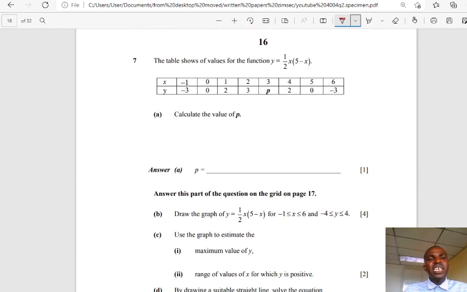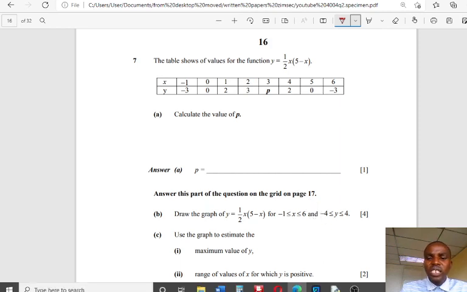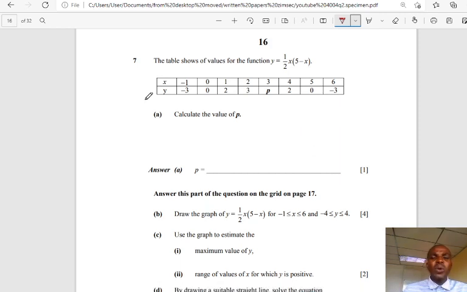Question number 7. The table shows values for the function y equals 1 over 2x, then 5 minus x. Calculate the value of p. P is the value of y when x is equal to 3. So you just put x as 3 and find y. So p is equal to 1 over 2.